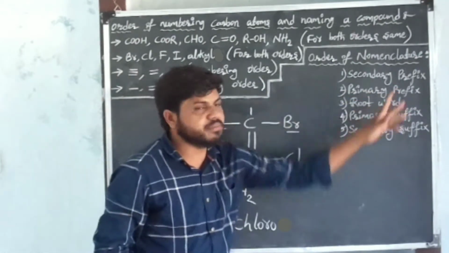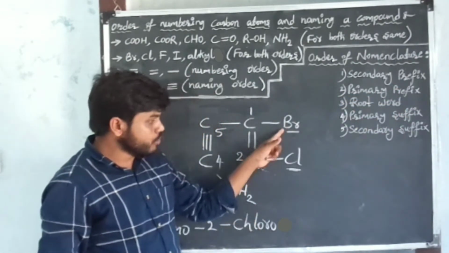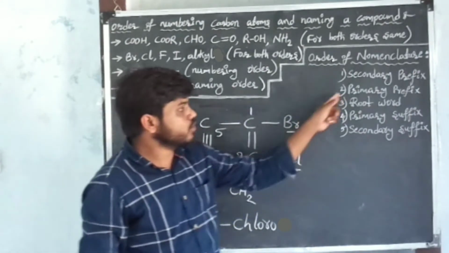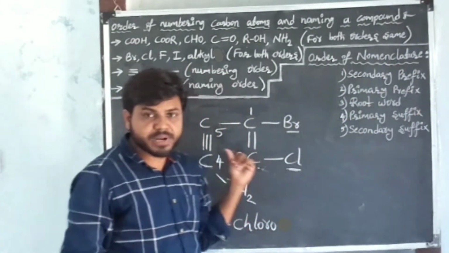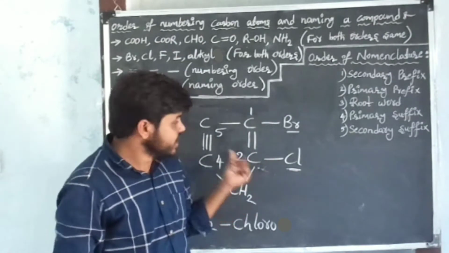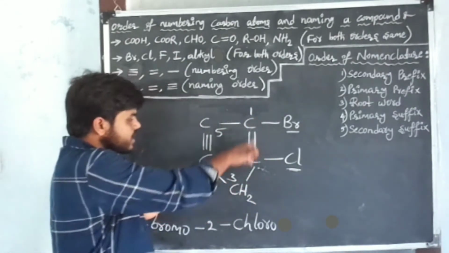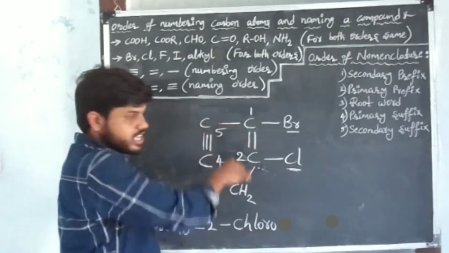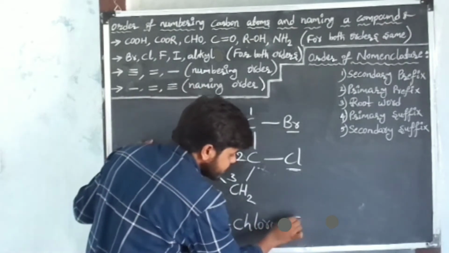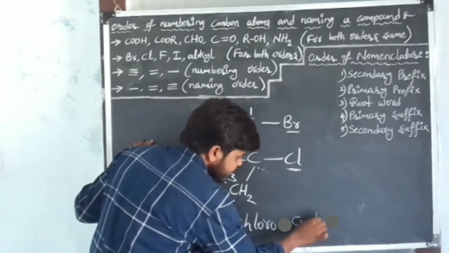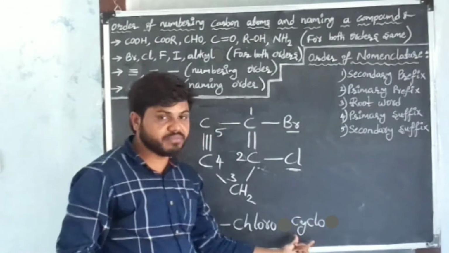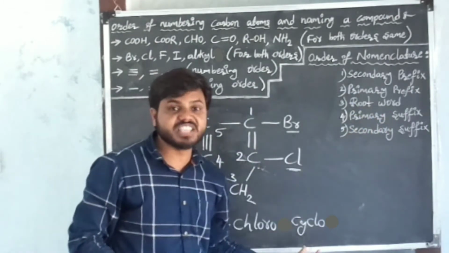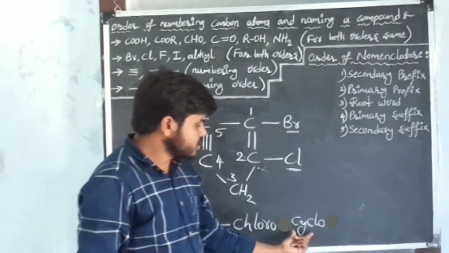Bromine completed, chlorine completed. Now go to the primary prefix. Here the primary prefix is cyclic. In the given carbon compound, a cyclic ring is there, so write the prefix of cyclic. The prefix of cyclic is cyclo. I have written the primary prefix, that is cyclo.